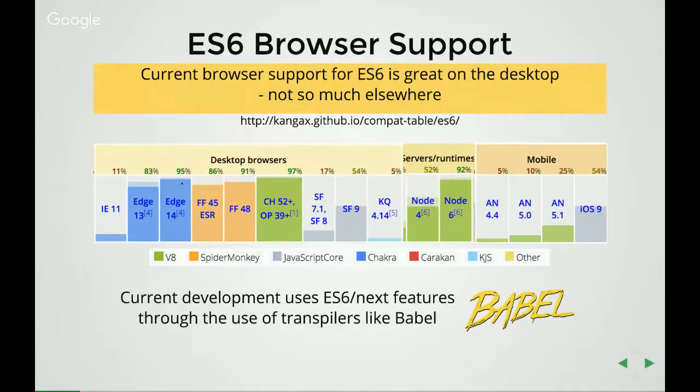So because of some of the gaps here, especially on the server runtimes and on mobile, and for some of the things that we would like to have on the desktop, we are using transpilers like Babel.